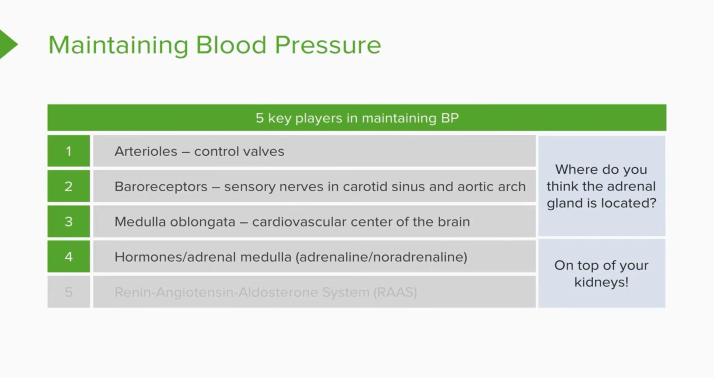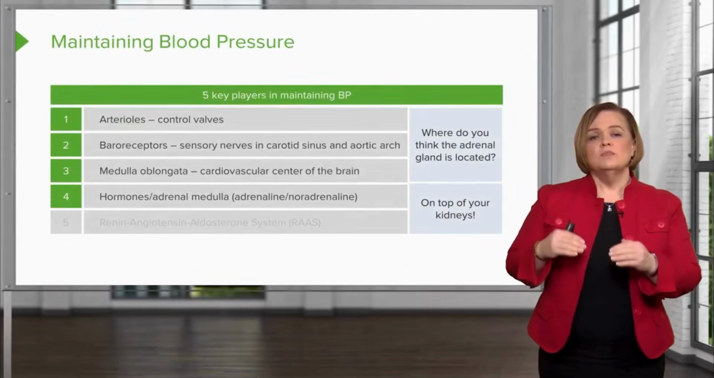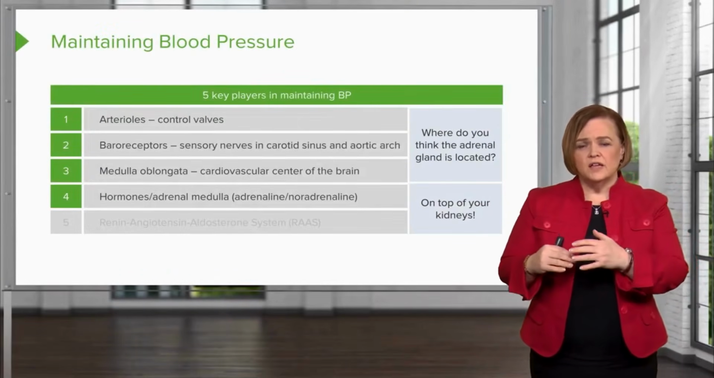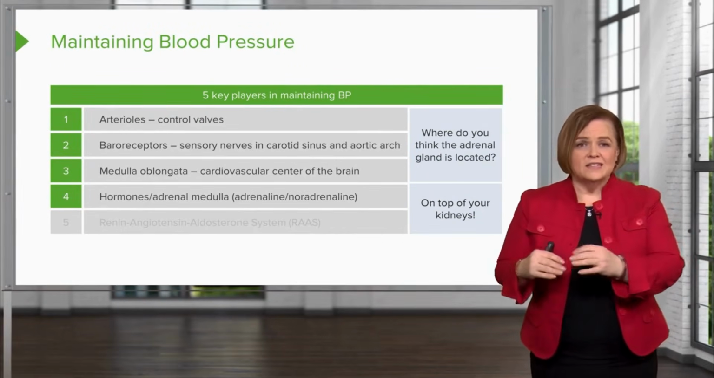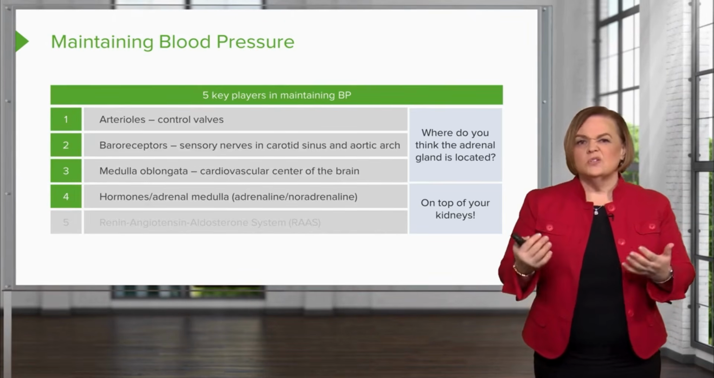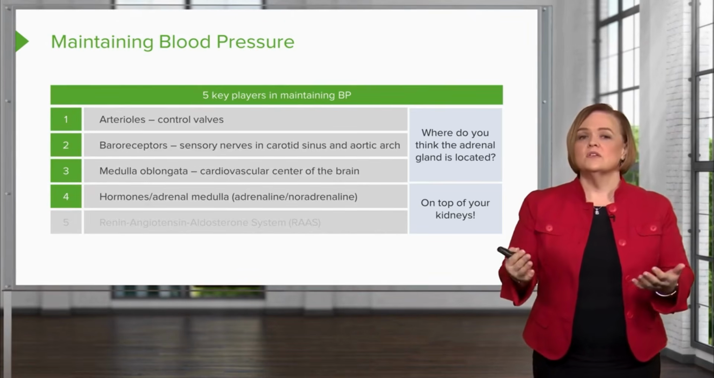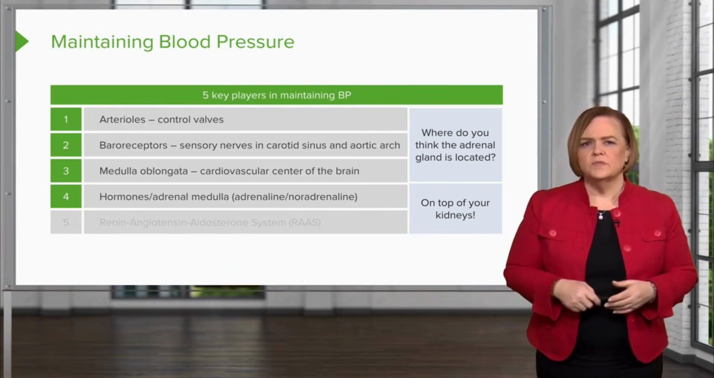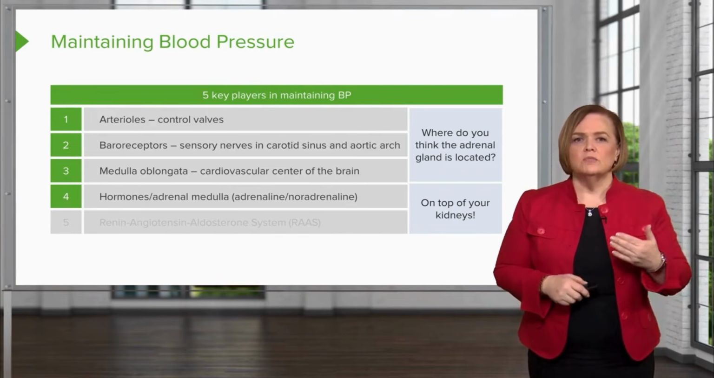They're not part of the kidney, but they sit on top of the kidneys. That's why we call them adrenal glands. Medulla is one of the 2 parts of the adrenal gland. You have an adrenal medulla and adrenal cortex. Now, the adrenal cortex is the one that puts out corticosteroids, glucocorticoids, those other hormones. But when we're talking about maintaining blood pressure, we're addressing things in the adrenal medulla.